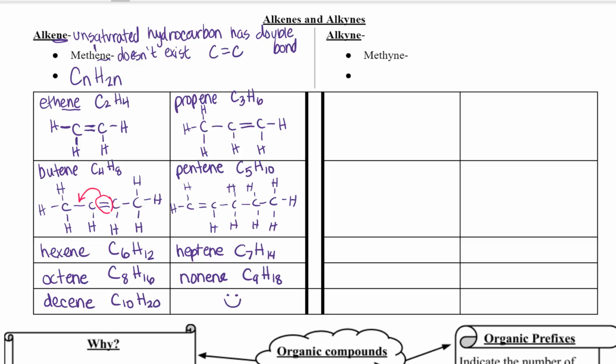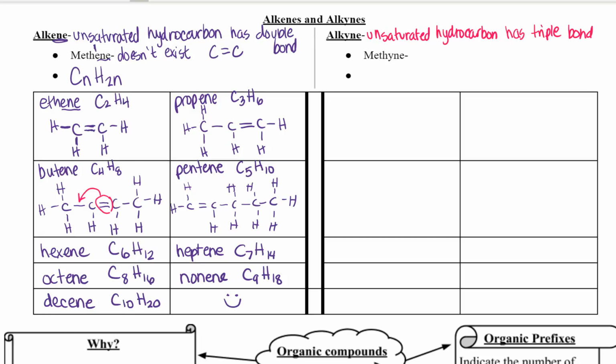We don't need anything in this box. So those are all the things you need to know about alkenes. Now let's talk about, well, what is an alkyne then? So it's kind of the same. It's still an unsaturated hydrocarbon. I could break those bonds and add hydrogens, but I'm not going to. But this time, instead of a double bond, alkynes have a triple bond.